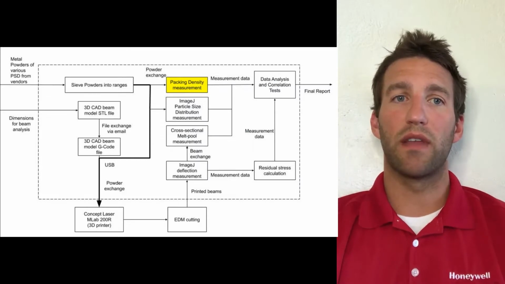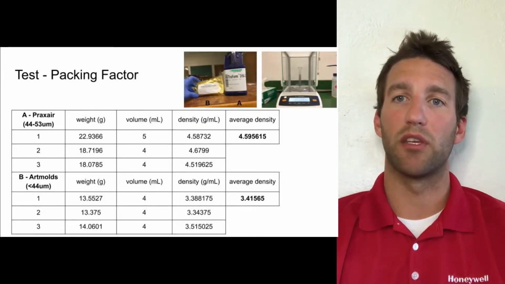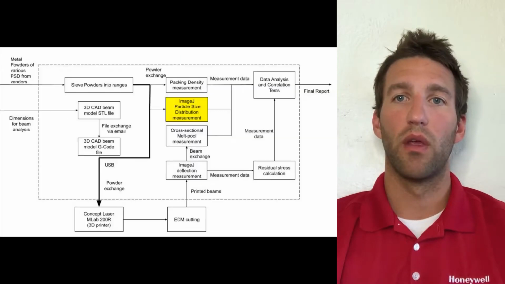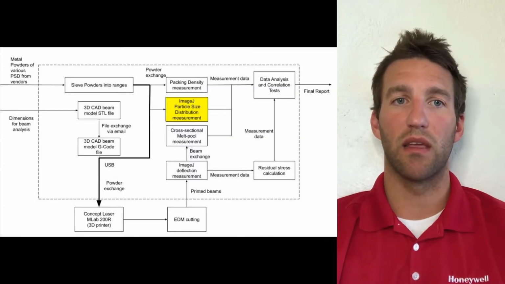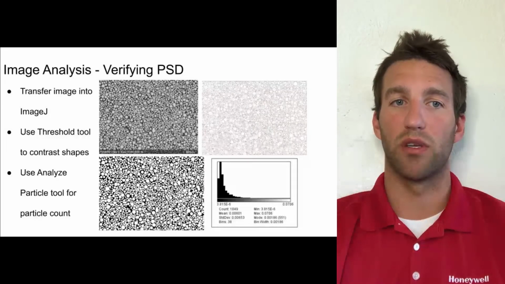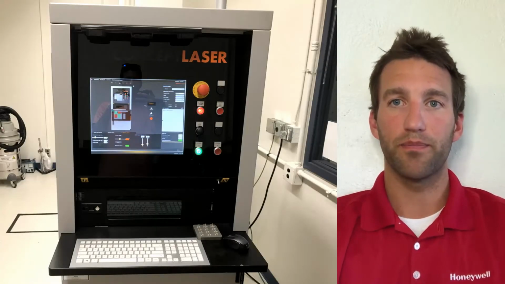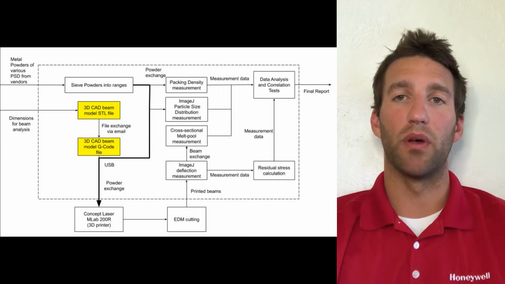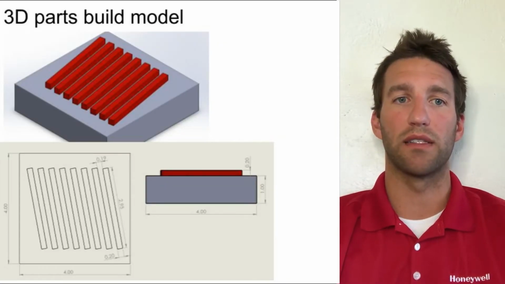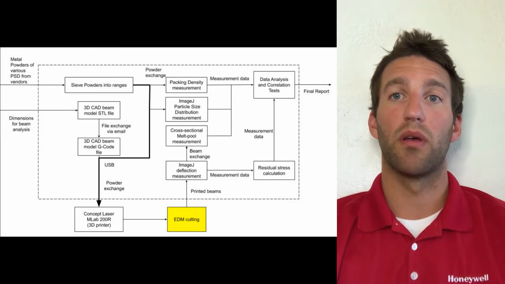Once the powder is sieved, as our system block diagram indicates, we then take it and do a packing density measurement. We'll talk about that further. Once the packing density measurement is taken, we then run it through ImageJ software to do a particle size distribution. From there, the powder is put into a 3D manufacturing machine where we design and build very specific bars for analysis. Once these bars are printed, we sent the bars up to Honeywell so that they could be cut with their EDM cutter.